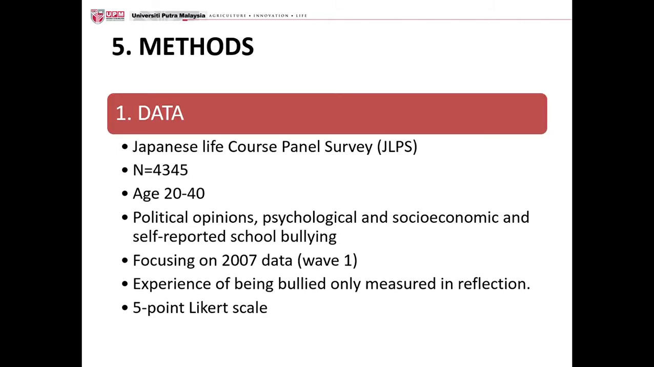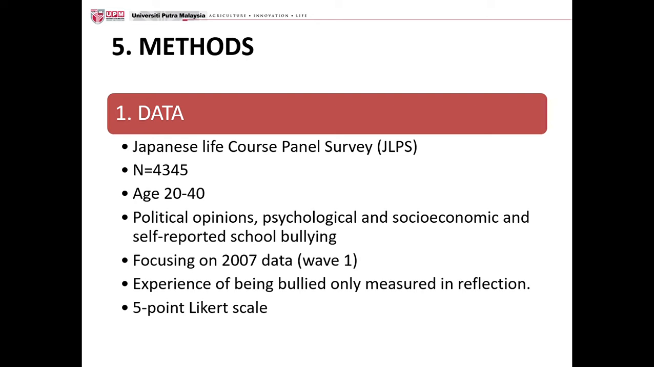So the next one is the methods that the researcher used for this study. The first one is the data, on how the researcher obtained the data. The data obtained was from the Japanese Life Course Panel Survey, or JLPS. This survey consists of respondents from Japanese residents aged 20 to 40, and the sample size, N, is equal to 4,345 after deleting some samples with missing responses. This survey has many variables such as political opinions, psychological and socio-economic factors, and self-reported school bullying.